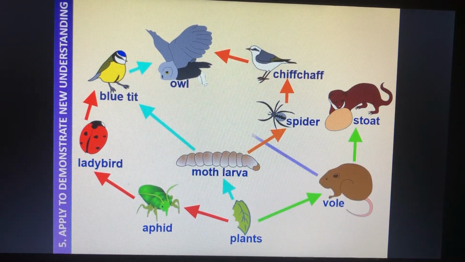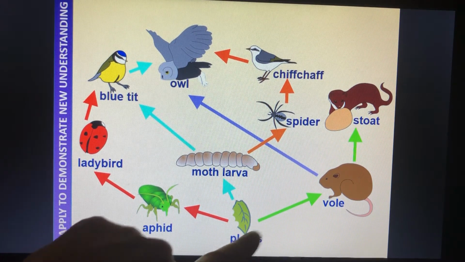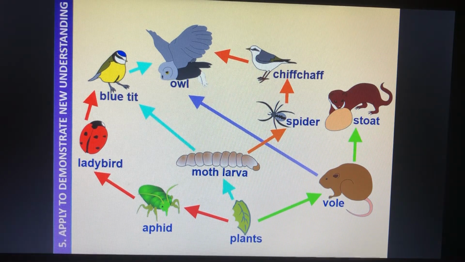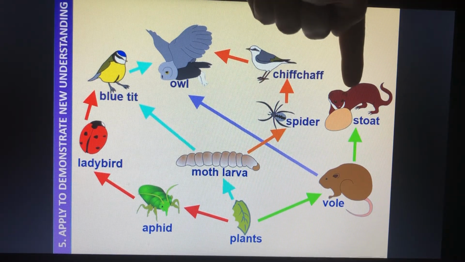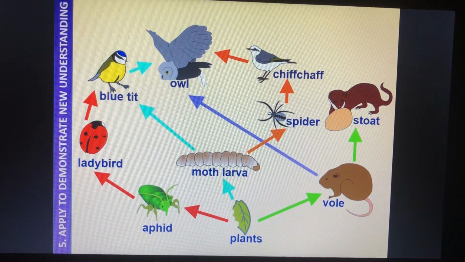Okay, so here's our food web. We can see that there's some interesting points here. One, we've got our producer. Here's our plant. Okay, that's the only producer that's going to go in that column in your table. We've got two apex predators. We've got the owl and we've got the stoat. Okay, so you've just got two of the top predators there.